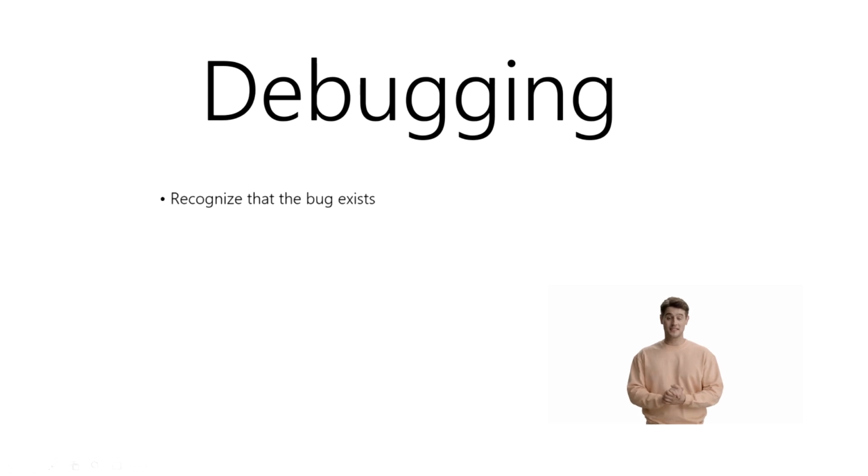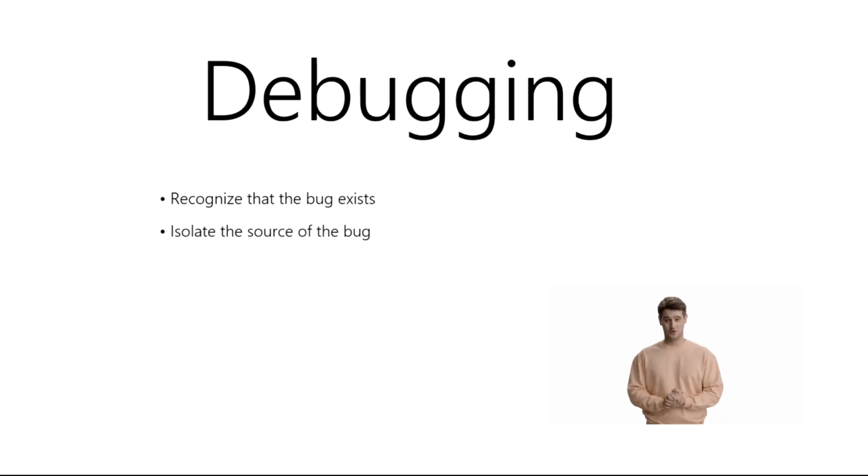Recognize that the bug exists. This is the easiest one. If your code doesn't work, then there is an error somewhere within it. In some programming languages you'll even get an error message telling you what the error is, which will help you solve it.